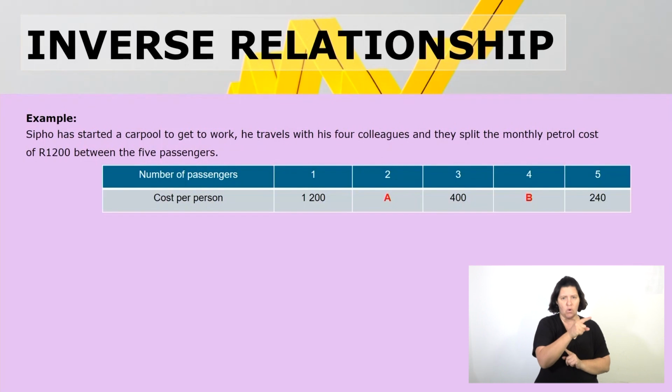Here is an example. Sipho has started a carpool to get to work. He travels with his 4 colleagues and they split the monthly petrol costs of 1,200 between the 5 passengers. I'm sure you have heard this one, parents complaining about the petrol cost. So if there's a way of saving it, we are always looking for that.